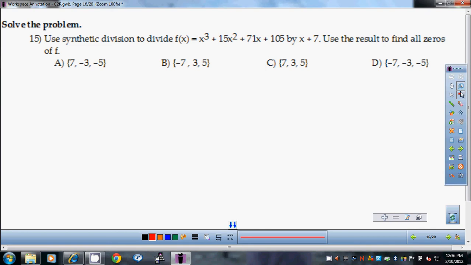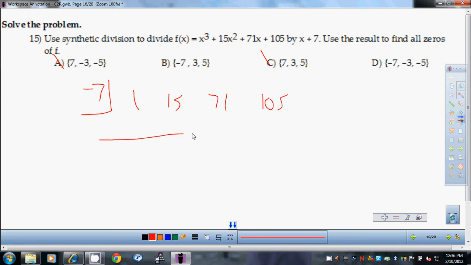I'm giving you the first one. You just have to use that, take it out, and find the other two. What do I need to divide by? Negative 7, which means I can immediately cross off which two options? That's right, because they don't have a negative 7 in them. So 1, 15, 71, 105. Drop the 1, multiply. Add, multiply, add, multiply.